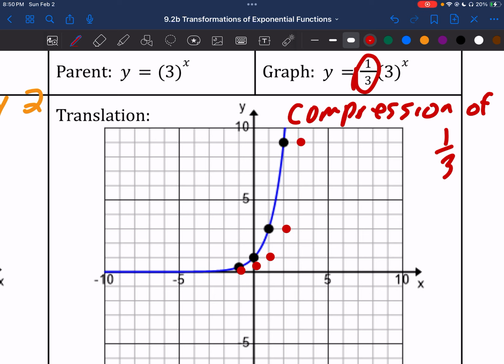And so we see how this graph shapes out. Again, our asymptote stays the same, and you see the growth that we have. So we've compressed it. We've pulled all these points down by a factor of 3.